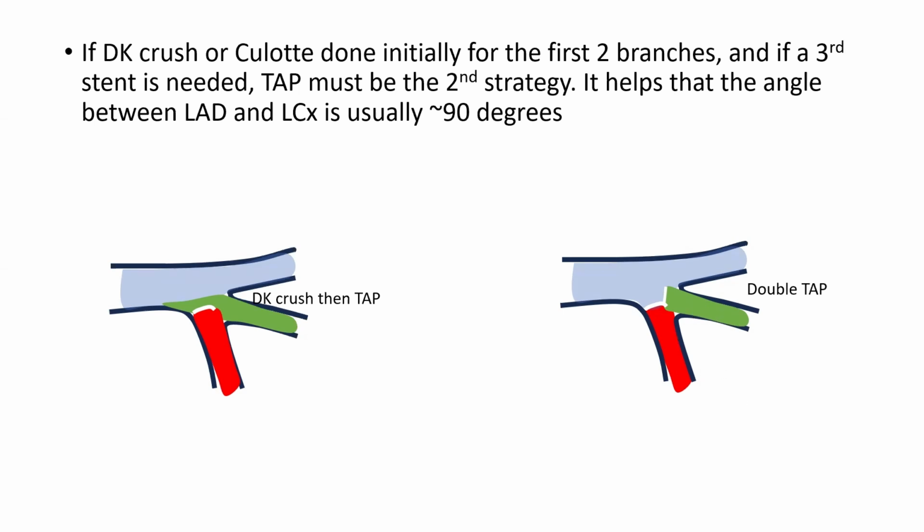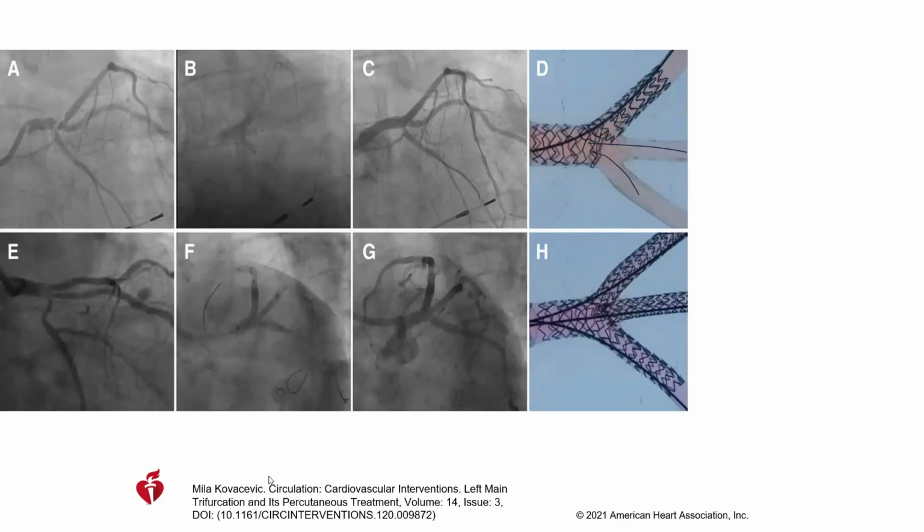But if you've done DK crush for one of the branches and you decide to stent that third branch eventually, then definitely that third stent technique should be TAP. This is an illustration from a nice Circulation paper. This is how they did here a double TAP after a good POT.